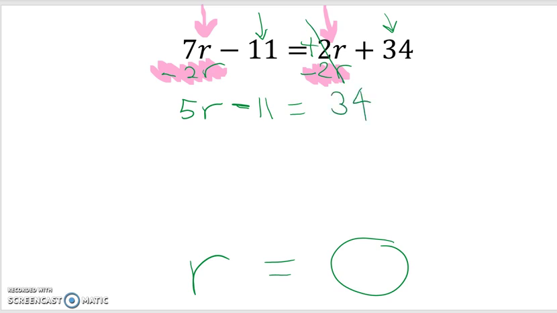Next, I will always leave the term attached to the r last. That always goes very last, whatever's attached to the letter, or the pronumeral. So I'm going to move the minus 11 by reversing it and adding 11 to both sides.